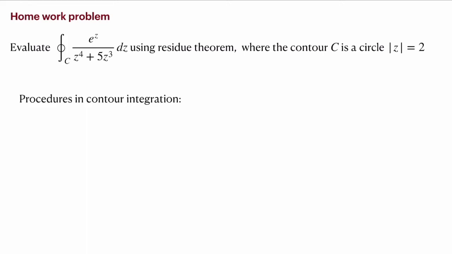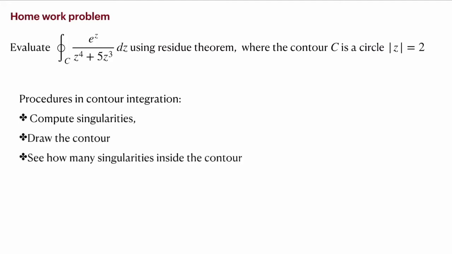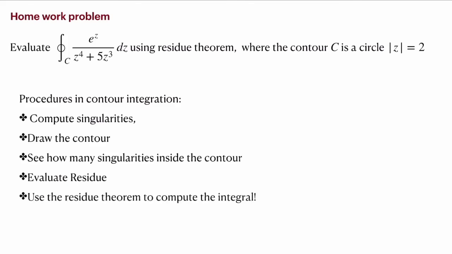The procedure for contour integration is to first look at the function and compute the singularities, draw the contour and place the singularities in your z plane, and see how many singularities are inside the contour and how many of them are outside the contour. You don't have to consider the singularities outside the contour. Then you can evaluate the residue for the singularities inside the contour and then use the residue theorem for computing the integral. Now let's take one more example, to get some exercise.